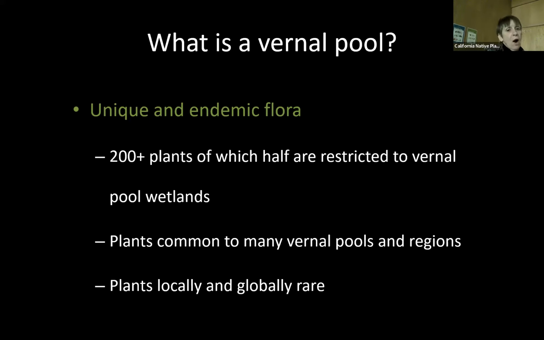Some of those plants are very, very common to all vernal pools and all vernal pool regions. But there's a large proportion of the plants that are either locally or globally rare. And for perspective, there are a few other places in the world that have vernal pools. The most notable, in my opinion, would be the Central Valley of Chile. And they do have vernal pools in the Central Valley of Chile. Their entire vernal pool flora is 16 species. So that gives you an idea of how extremely special the vernal pools of California are.